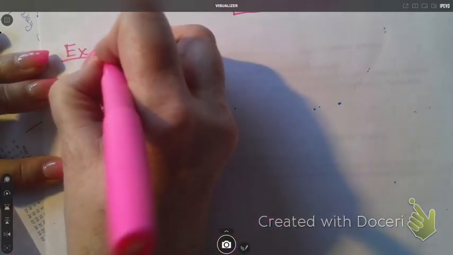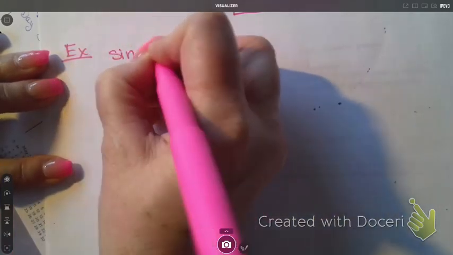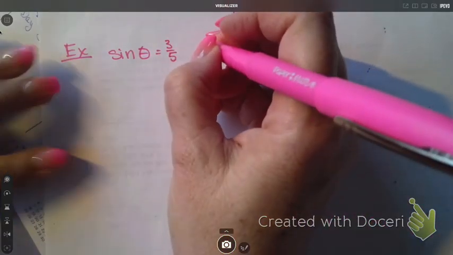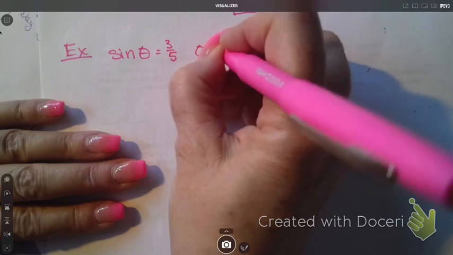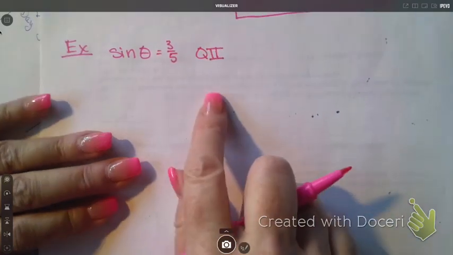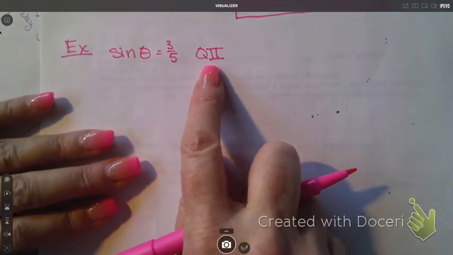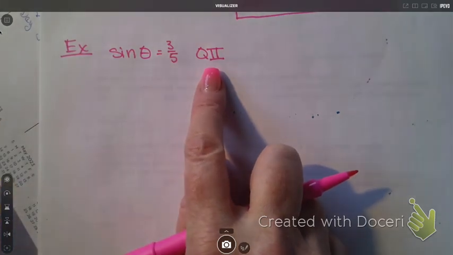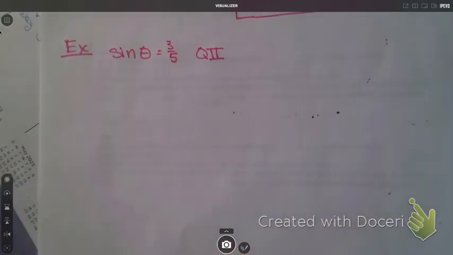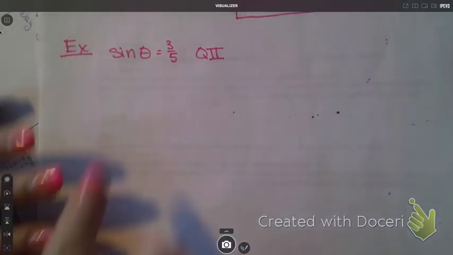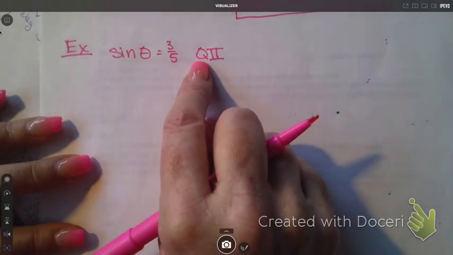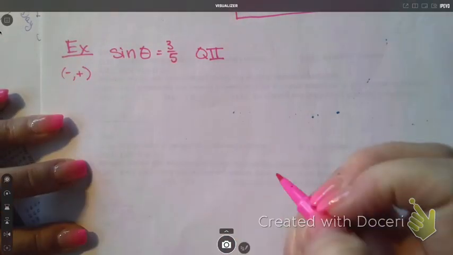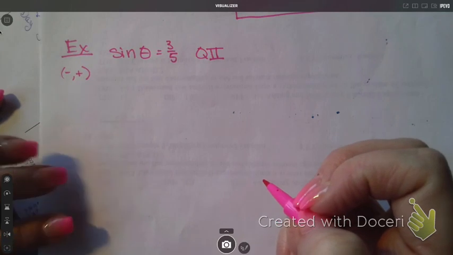So if sine equals 3 over 5 in quadrant 2. And it's important to say in which quadrant because you learned yesterday that everything has two quadrants, yes? If I don't tell you which quadrant, you would have to give me two sets of answers, wouldn't you? So in quadrant 2, X is negative and Y is positive. So that's going to determine things, right?